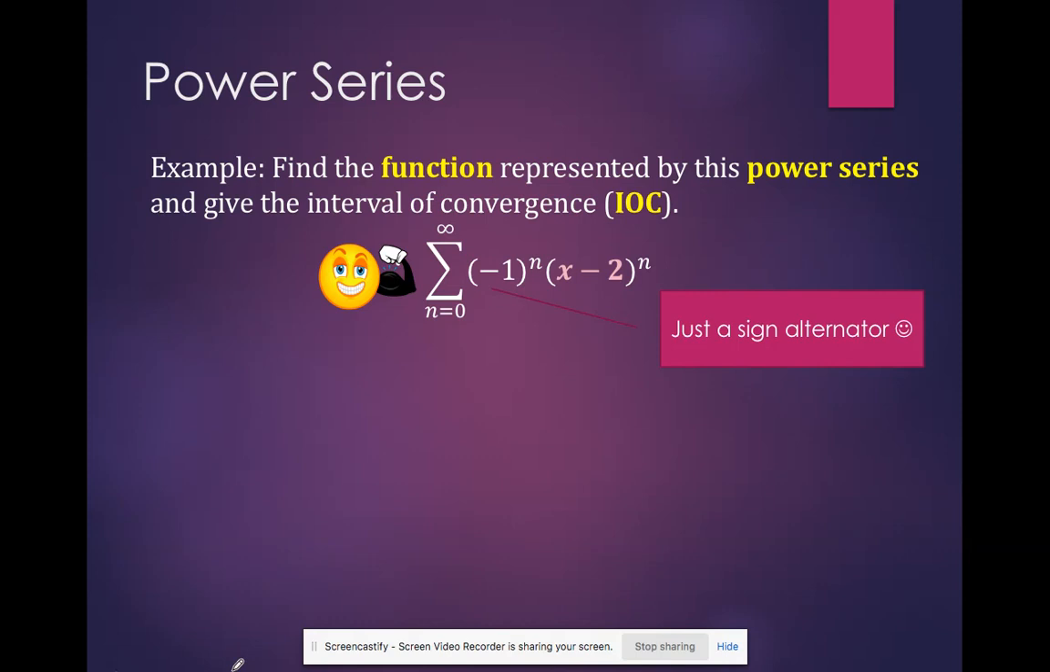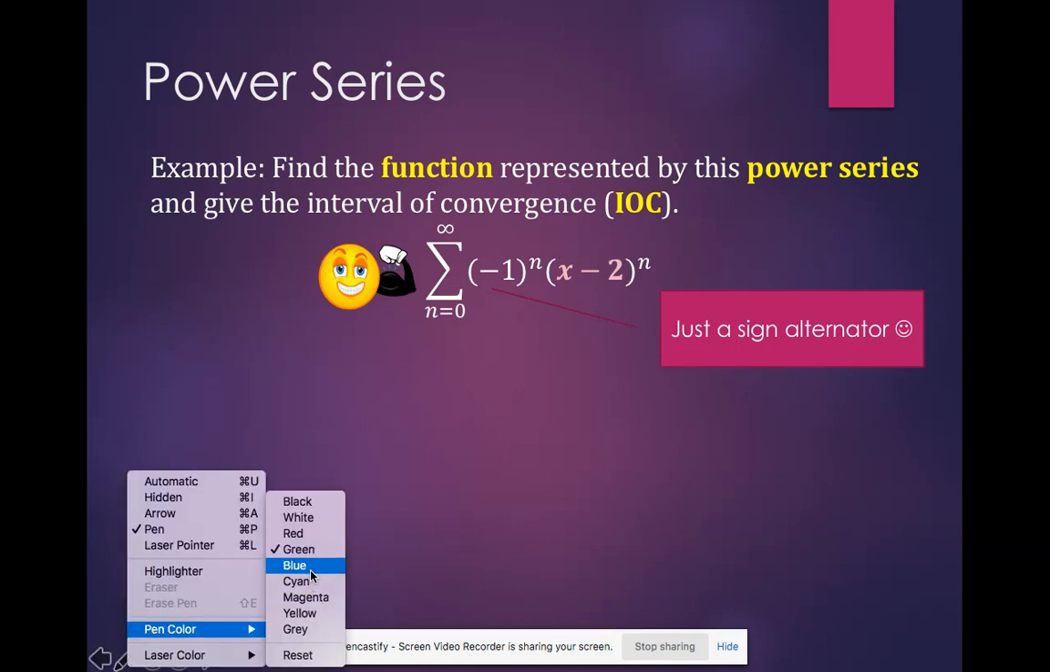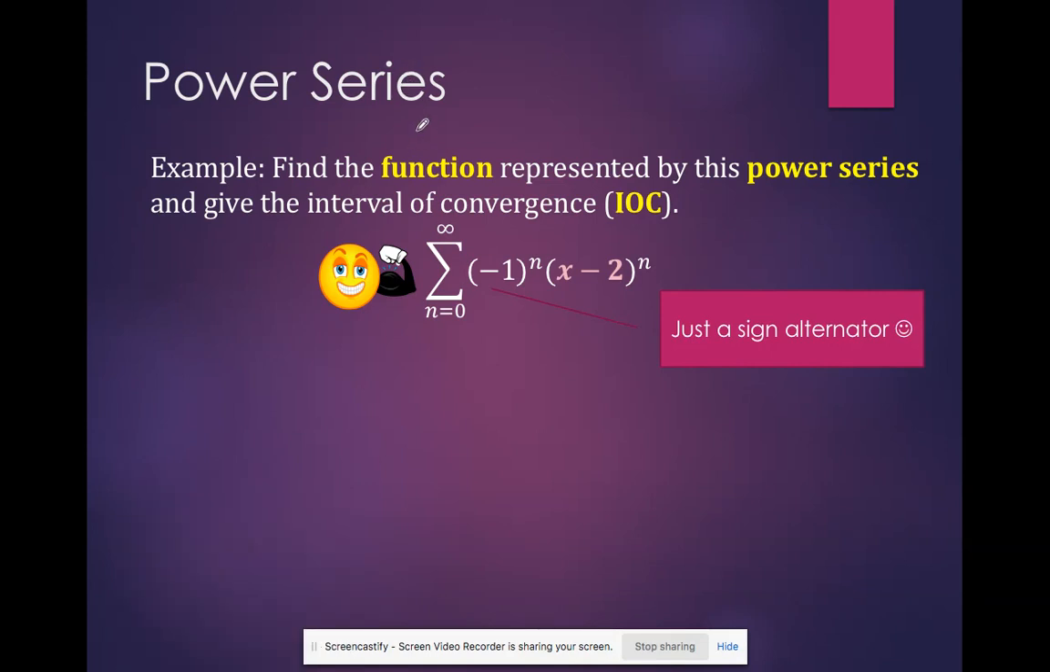All right. Last one. Find the function. So your job is to find f of x represented by, and this time I gave it to you in sigma notation, and I want you to find the IOC.